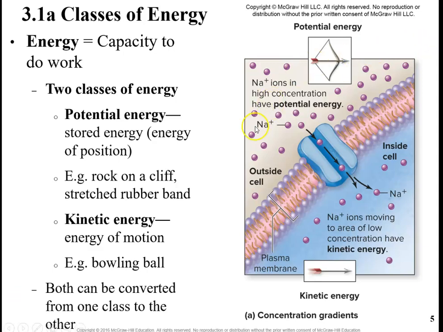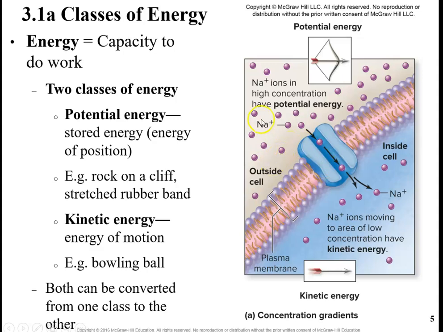Now, an ion gradient demonstrates both potential energy and kinetic energy. Here you have a cell membrane, which is a selectively permeable barrier, right? It lets some molecules in, but not others. And this is the channel through which it lets sodium ions in. On the outside of the cell, there's a higher concentration of sodium ions than on the inside of the cell. So sodium wants to flow down its concentration gradient into the cell.